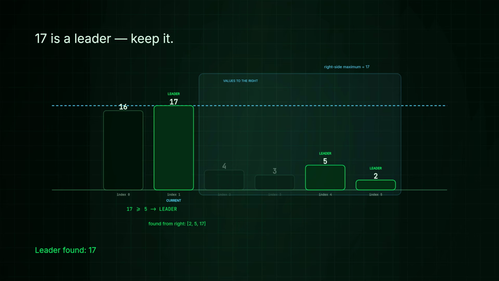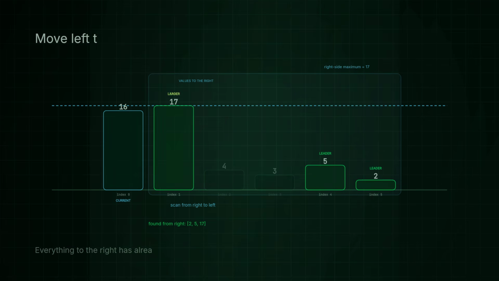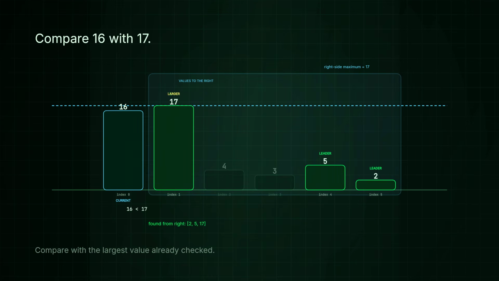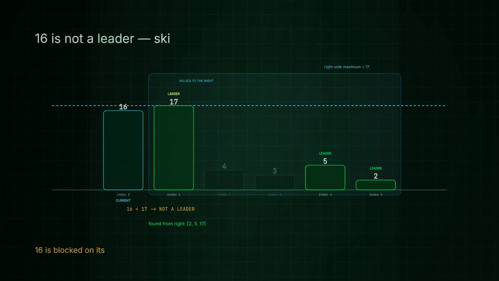Move one position left and consider 16. Everything to its right has already been checked. The largest value already seen on the right is 17. Compare 16 with 17. 16 is smaller than 17. A larger value exists to its right, so 16 is not a leader.